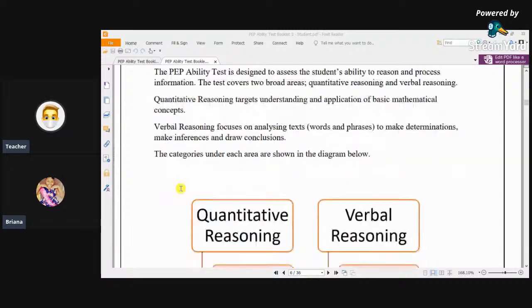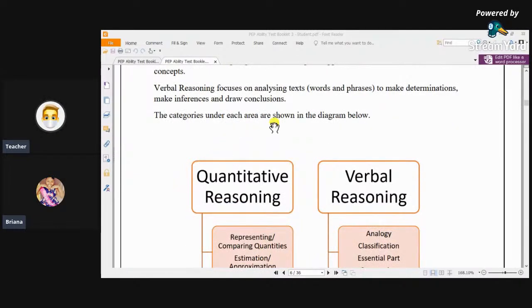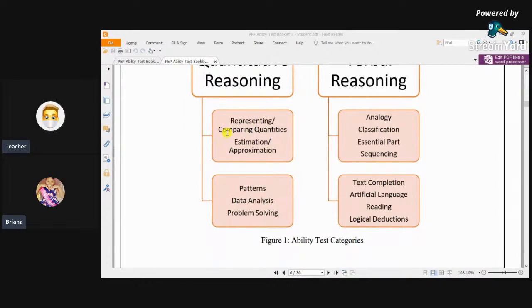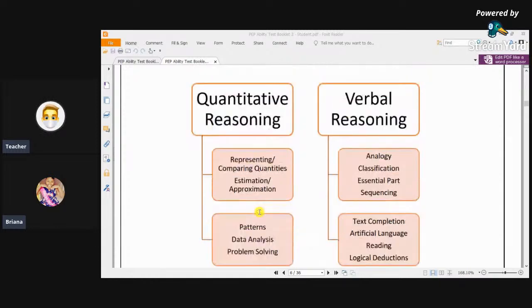Let's look at this. The categories under each area are shown in the diagram below. So here we have the 2 broad areas of focus. We have the quantitative reasoning and we have the verbal reasoning. All right, let's look at the quantitative reasoning now. So representing or comparing quantities, estimation, approximation, patterns, data analysis, and problem solving. All of those fall under the quantitative reasoning side of the ability test.